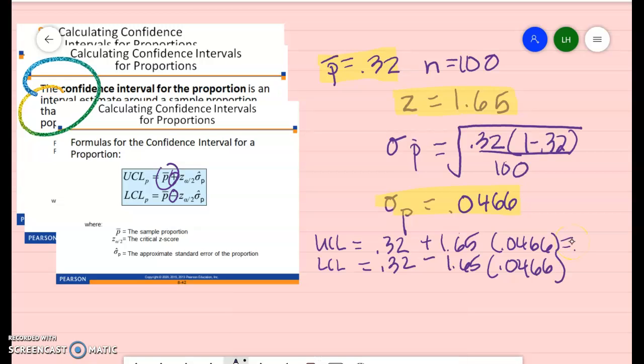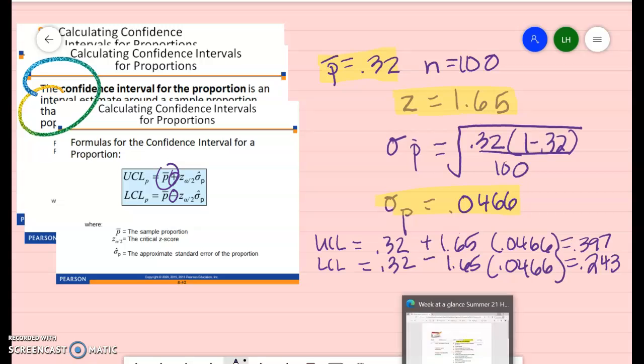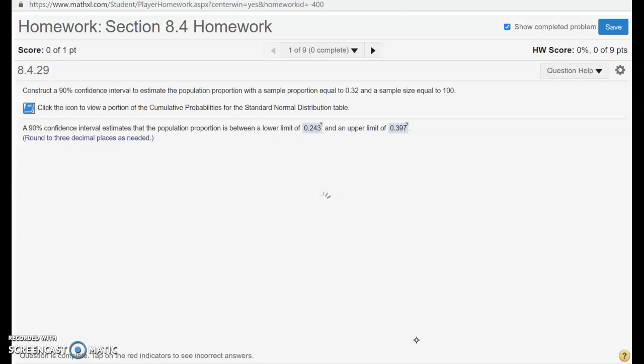Okay, when you round the upper, you're going to get 0.397. And let's look at the lower real quick. 0.32 minus 1.65 times 0.0466. I got 0.243. All right. So that is our confidence interval for a 90% confidence level.